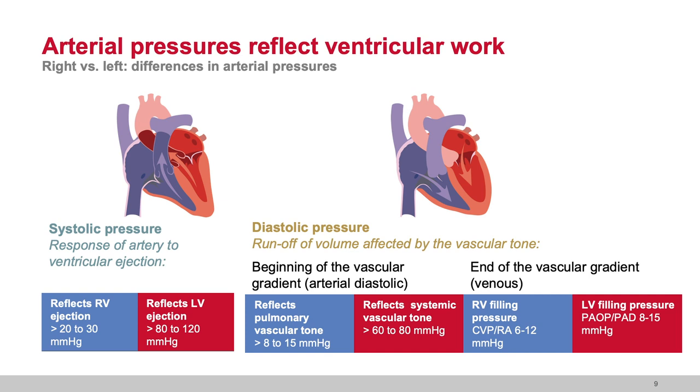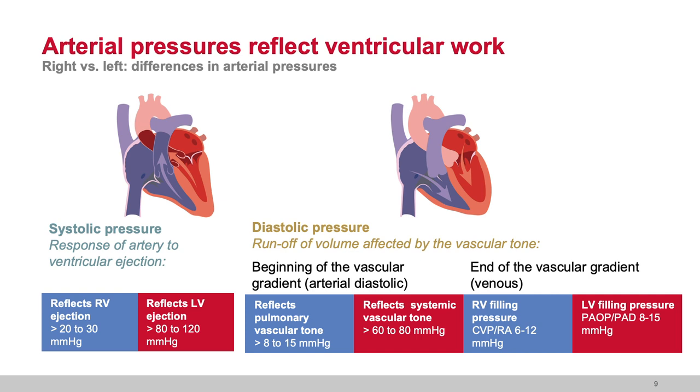Now let's talk about diastolic pressure. Diastolic pressure is that continuous runoff of volume through the whole arterial bed and the venous bed. So pushing the arterial flow and the venous flow all the way around the circuit. And that diastolic pressure really reflects vascular tone. Pulmonary vascular tone is reflected by PAD or wedge with a pressure of 8 to 15, and systemic vascular tone reflects the tone of the arteries, typically around 60 to 80.